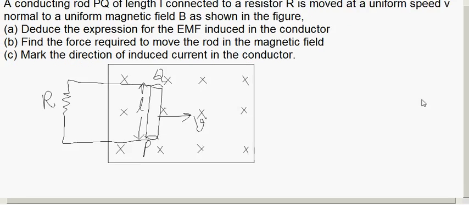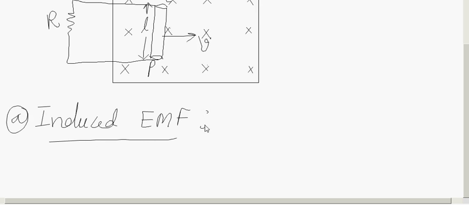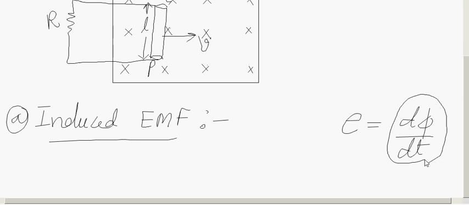First we'll take question number A, to find the induced EMF. Now, according to Faraday's law of electromagnetic induction, the induced EMF is proportional to the rate of change of flux linking the coil or the conductor. So, to calculate the induced EMF, we should know d phi by dt, that is, the rate of change of flux, because we know E is d phi by dt. That is by Faraday's law. So first we have to calculate the rate of change of flux.